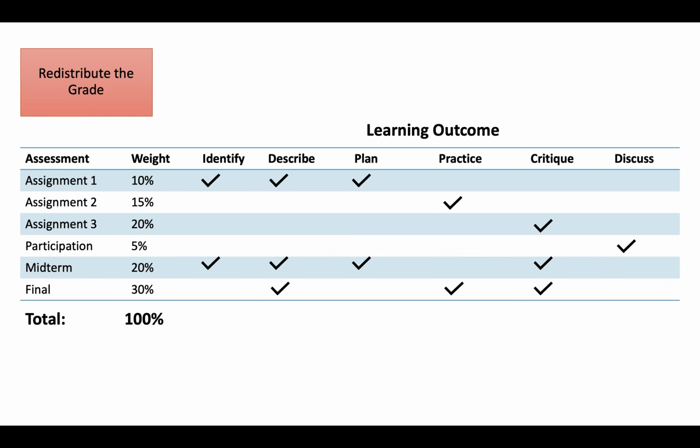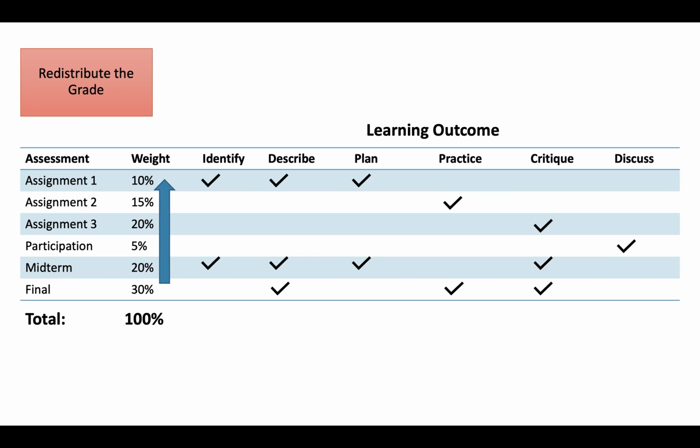The option of redistributing the grade means that you're going to take the weight of that assessment that had not been completed and redistribute it to other assessments that have been completed to date. So if it's the final that hasn't been completed, you're looking to redistribute that 30% upwards to other assessments that have been completed. But how do you go about making this decision? You wouldn't necessarily take that 30% and put it all on participation, for example. What we're encouraging you to do is to consider the learning outcomes that were intended to be achieved through that final assessment.